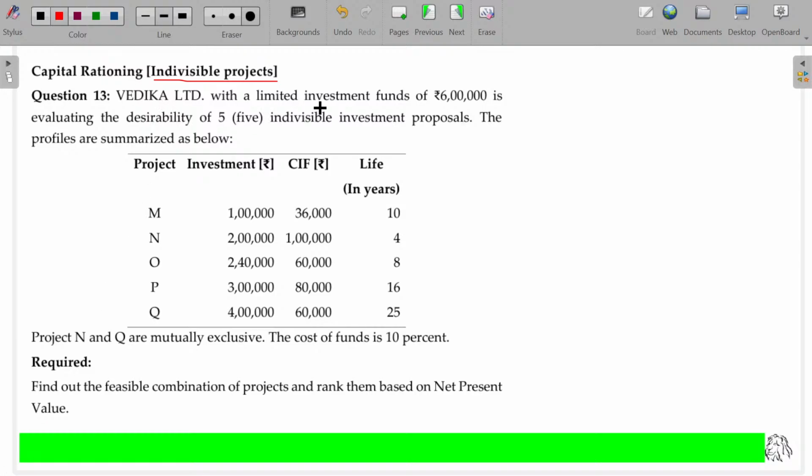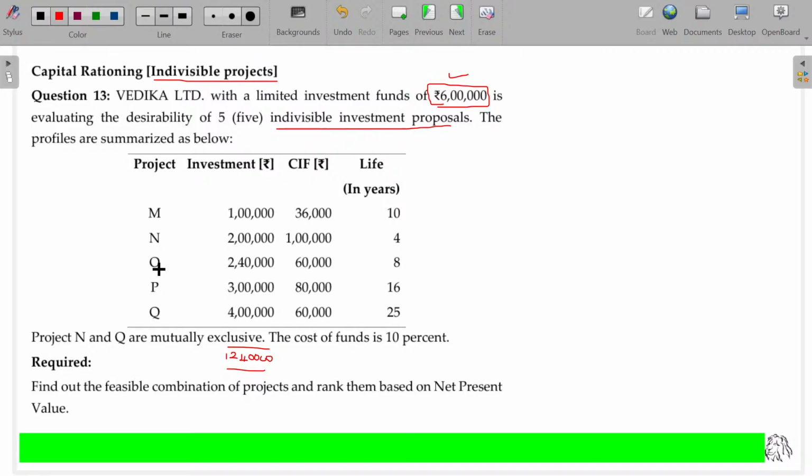Vedika Limited, with a limited investment fund of rupees 6 lakhs, is evaluating the desirability of 5 indivisible investment proposals. 5 proposals are there and all are indivisible. We cannot divide them. The profiles are summarized as below. So for all the 5 projects, how much investment do we need? 7, 9, 10, 12 lakhs 40,000. Am I right? We need 12 lakhs 40,000, but we have only 6 lakhs. So we cannot choose all the 5 projects.